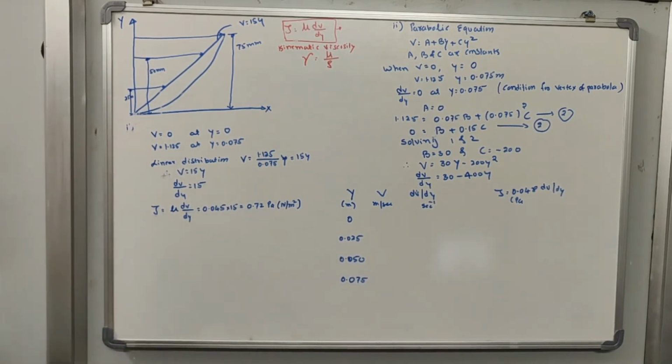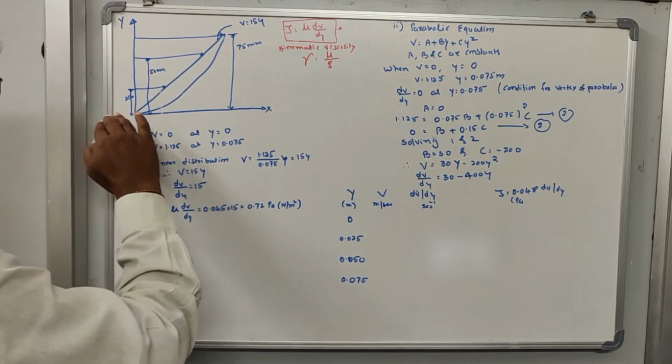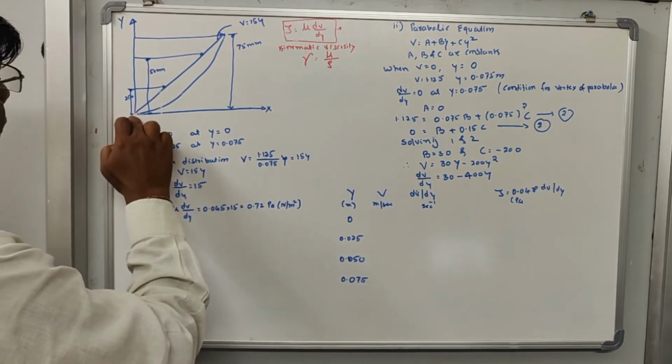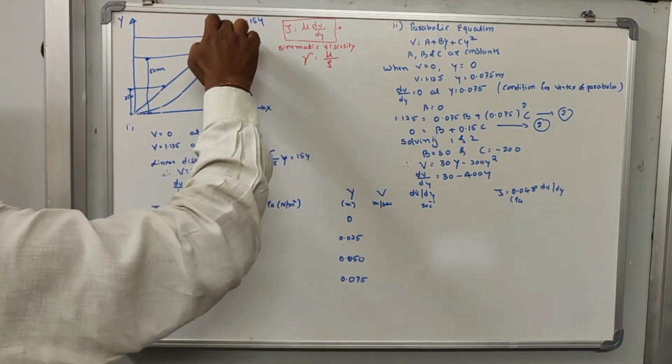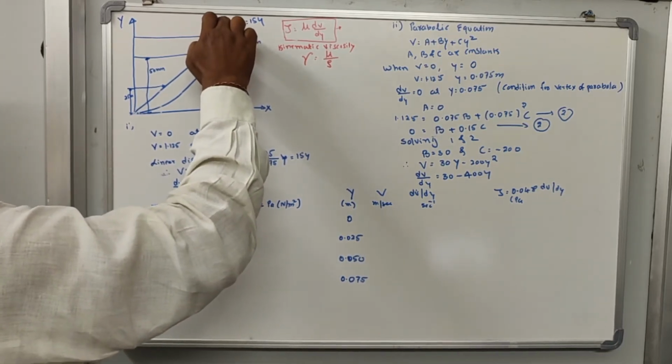Then the second condition, considering the variation in velocity, means the velocity varies from initial point O to the final point when y is equal to 75 mm or 0.075 meter.